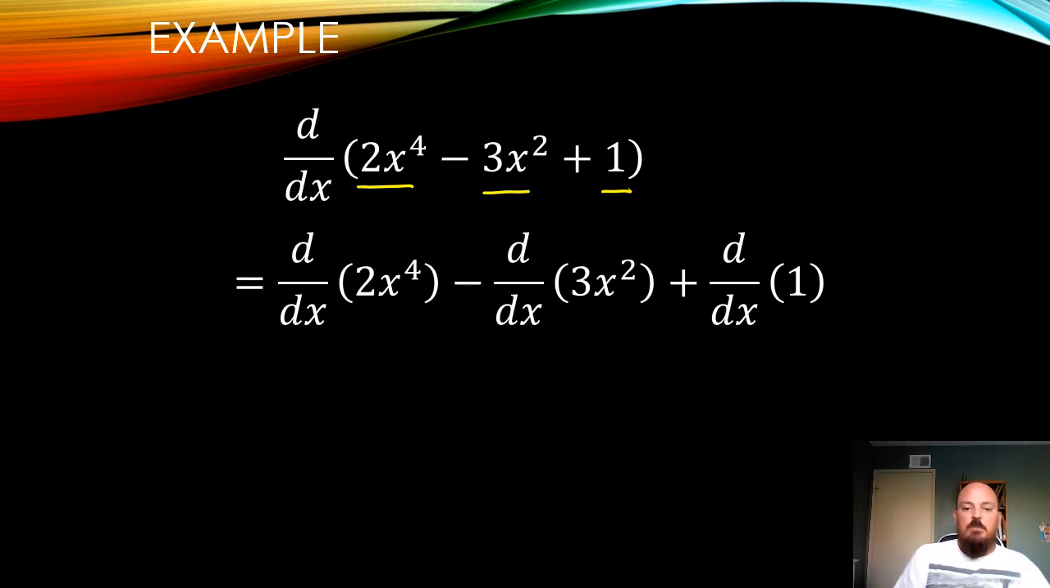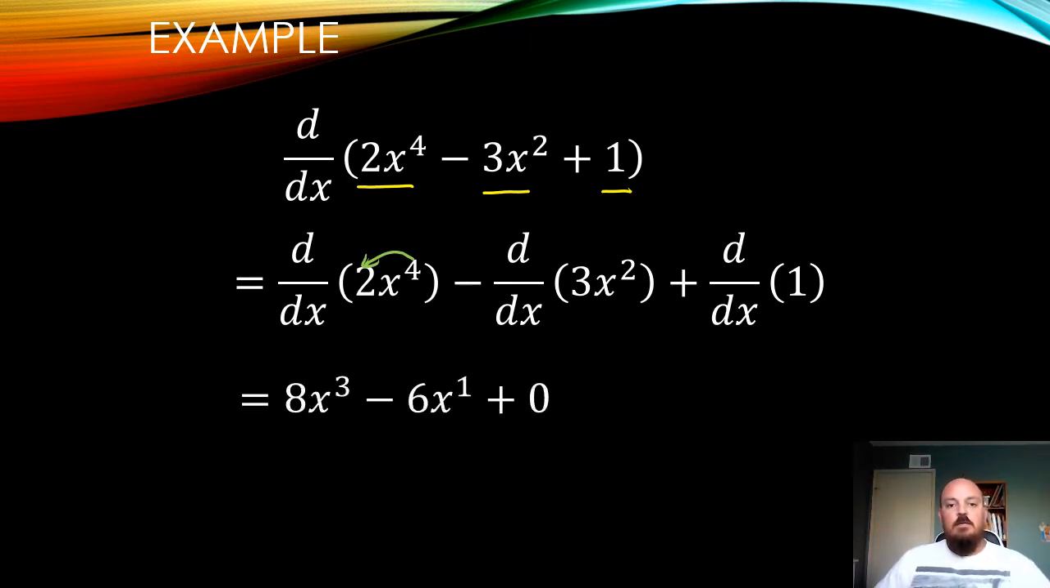And for each one, remember what you're really doing here, you're taking the exponent, multiplying it times the constant, and then lowering it by 1. So my first one, 4 times 2 is 8. Exponent lowers to 3. 8x to the third. And then I copied that minus there. And then for the second one, I do the same thing. 2 times 3 is 6. Lower the exponent. 2 minus 1 is 1.